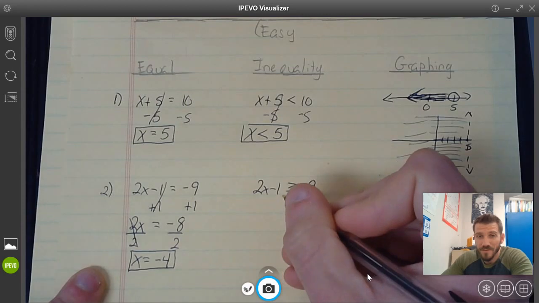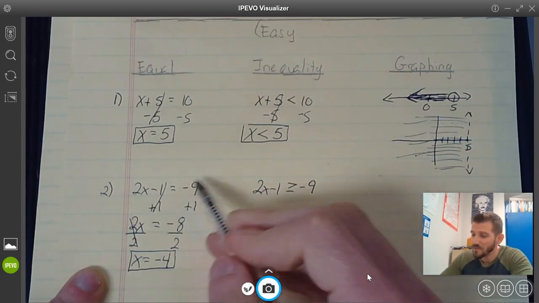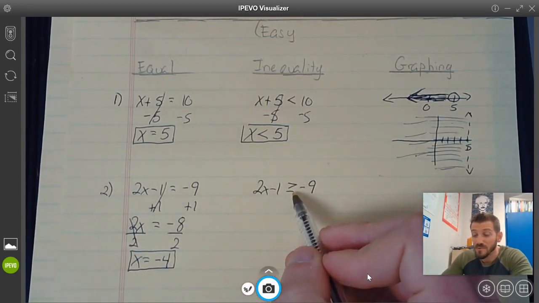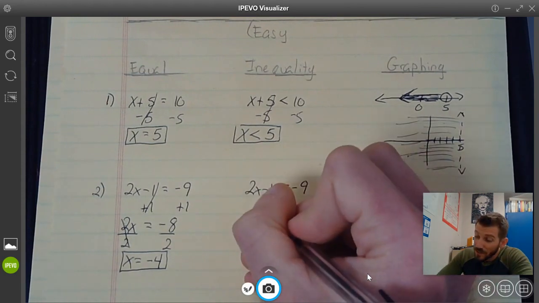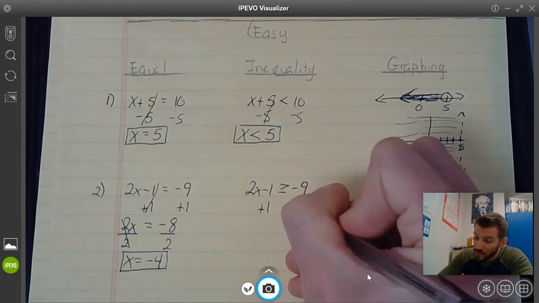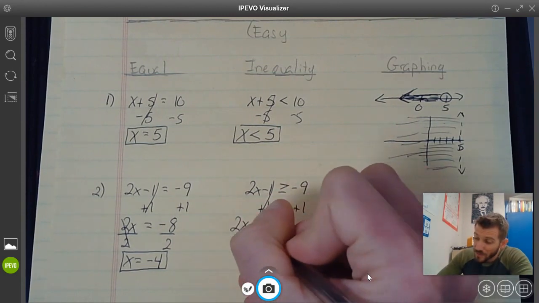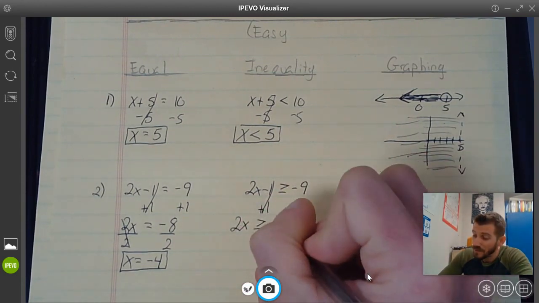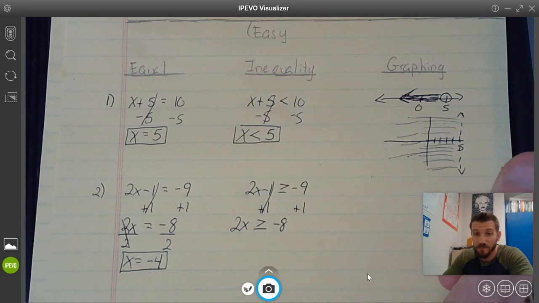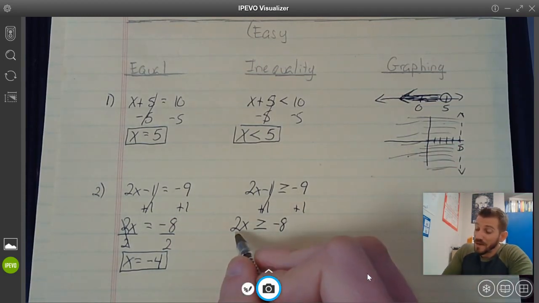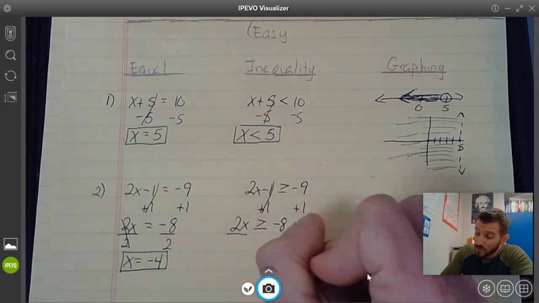Okay, same process here. We change that equal sign to a greater than or equal to sign. Then we would again add 1 to both sides. 2x is greater than or equal to negative 8. Nothing has changed yet. And now we need to divide both sides by 2.